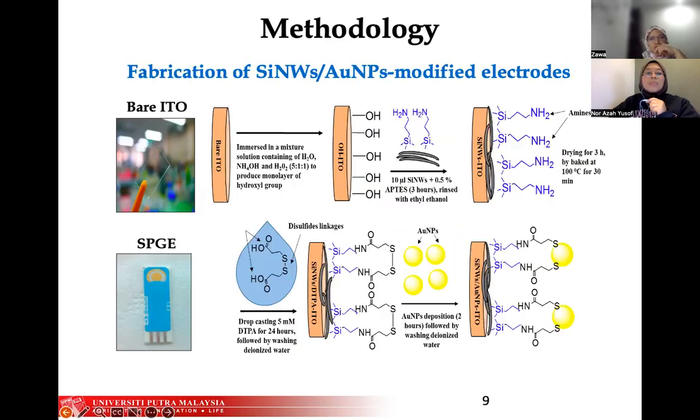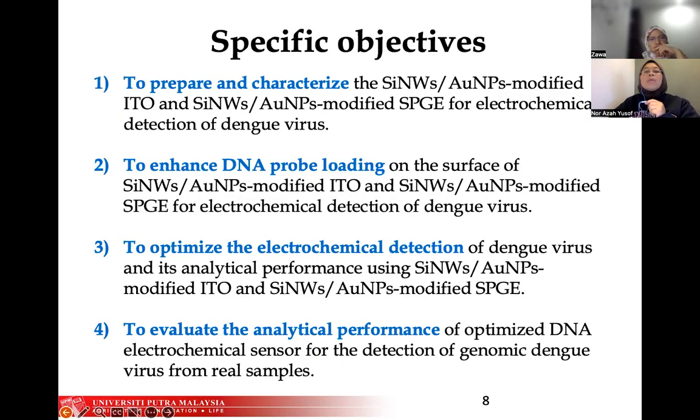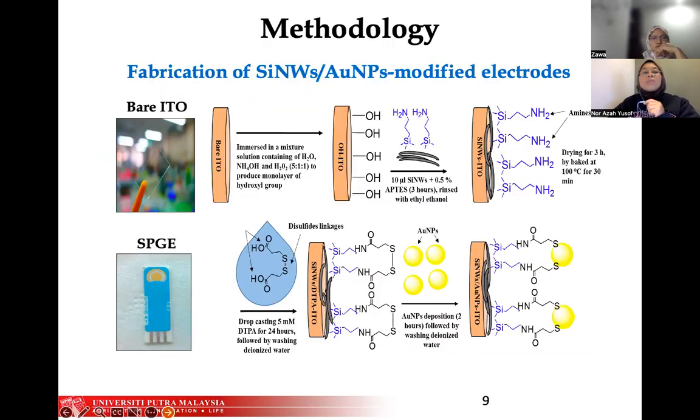So you can see the method is related to the objective. The first objective is to prepare a gold nanoparticle and silicon nanowire modified electrode. So you can see that this slide is the fabrication of that, how to fabricate that gold nanoparticle silicon nanowire modified electrode, but in graphic form. So it's much more interesting to present it in a graphic form. So this is the first objective.